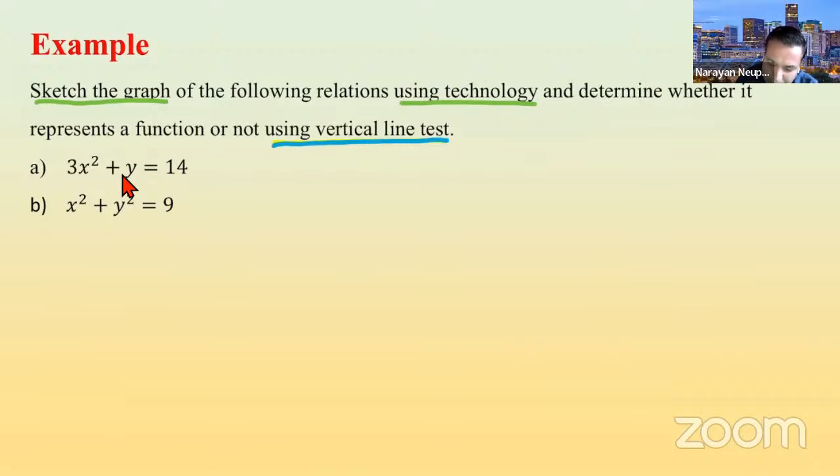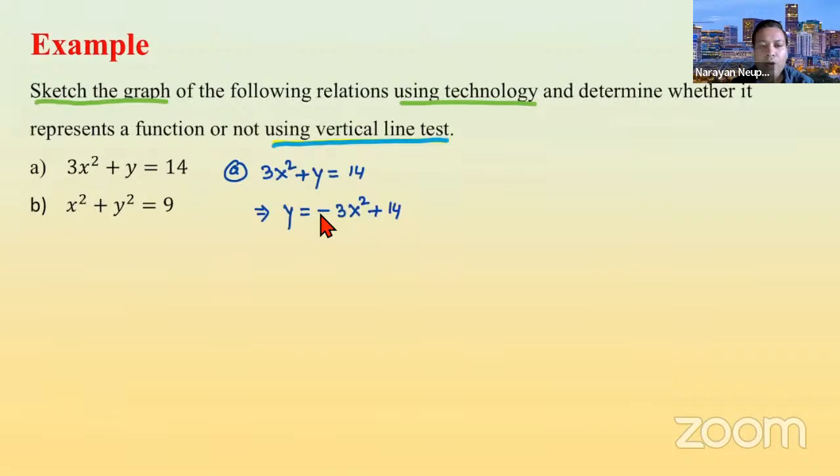If we look at the first one, we have 3x squared plus y equal to 14. This looks quite familiar to me. I can write y equal to, if I move this 3x squared to the other side, negative 3x squared plus 14. So I can see that this is a parabola because it's a squared function, a quadratic function. So the graph will be a parabola.